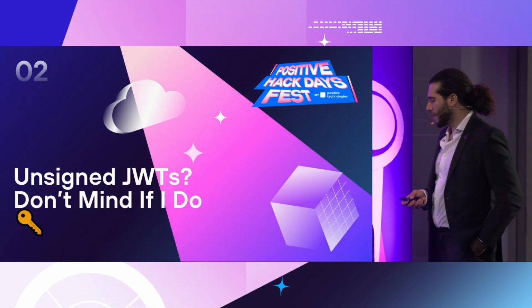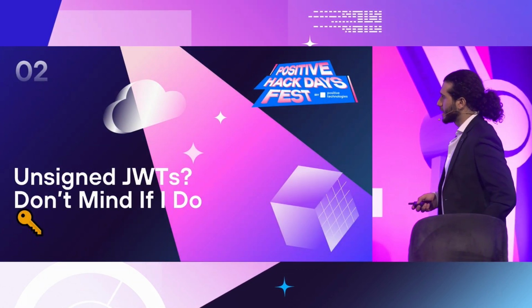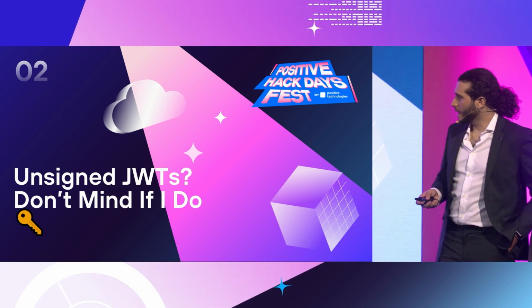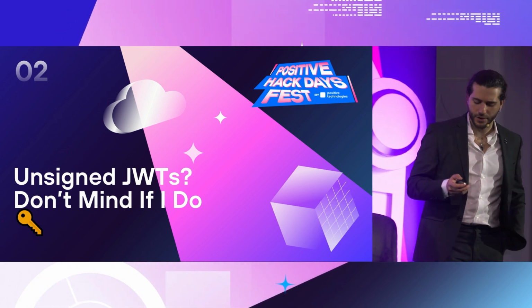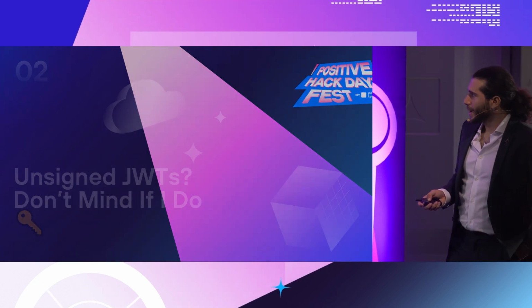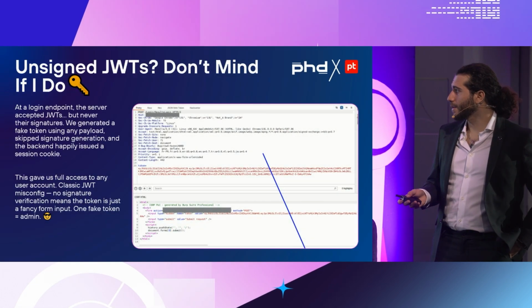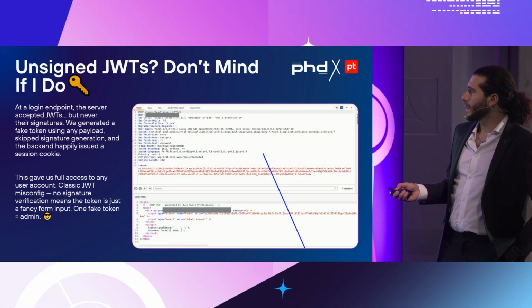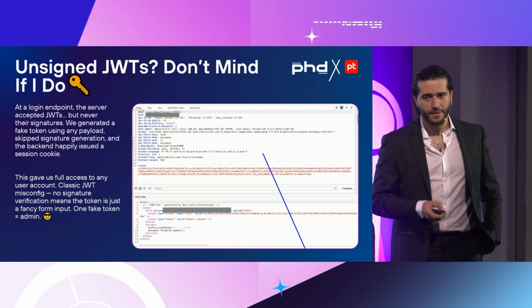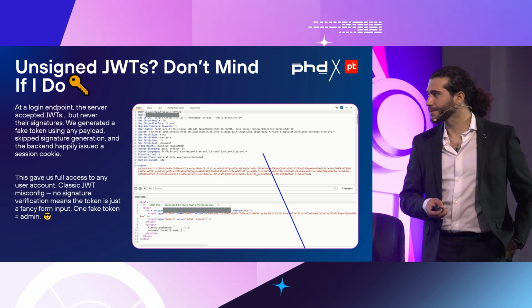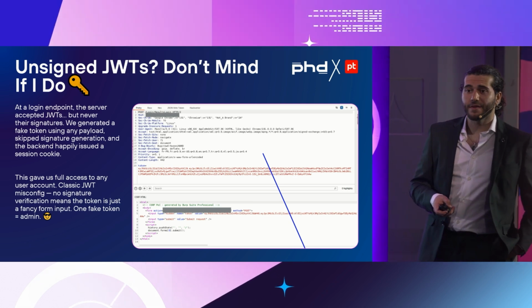So another vulnerability we are going to see today is unsigned JWTs. Don't mind if I access your application with some unsigned JWTs. What is this vulnerability about? This vulnerability is about a login endpoint. The server accepted JWTs inside the headers again, but it never validated the signatures.